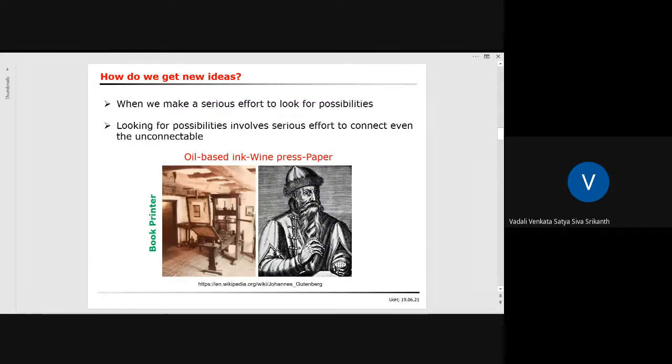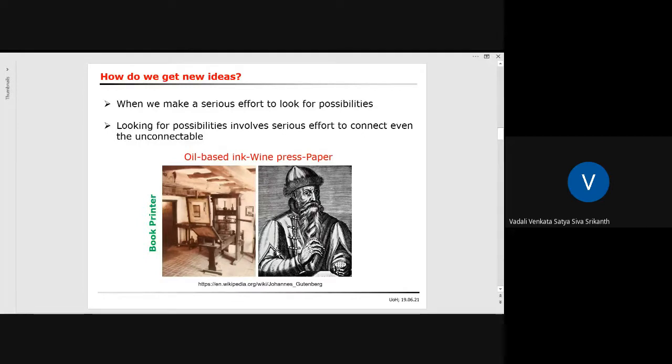Now, how to get new ideas? The question at this juncture is this: how do we get ideas? We get new ideas when we make a serious effort to look for possibilities. Looking for possibilities involves, again, a serious effort to connect even the unconnected.